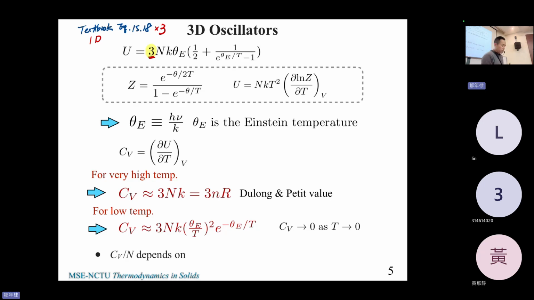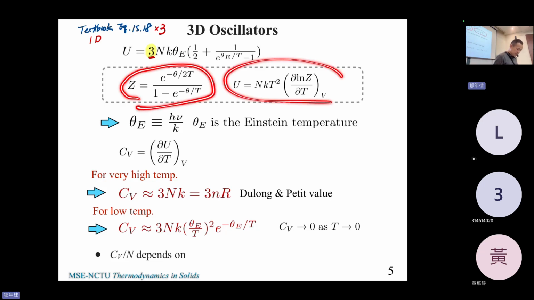So in the textbook, equation 15.18 writes down 1D U, but now we have 3D oscillators, so we multiply by 3, so 3NK and so on. All right, and then we also know that Z equals this and U equals this.